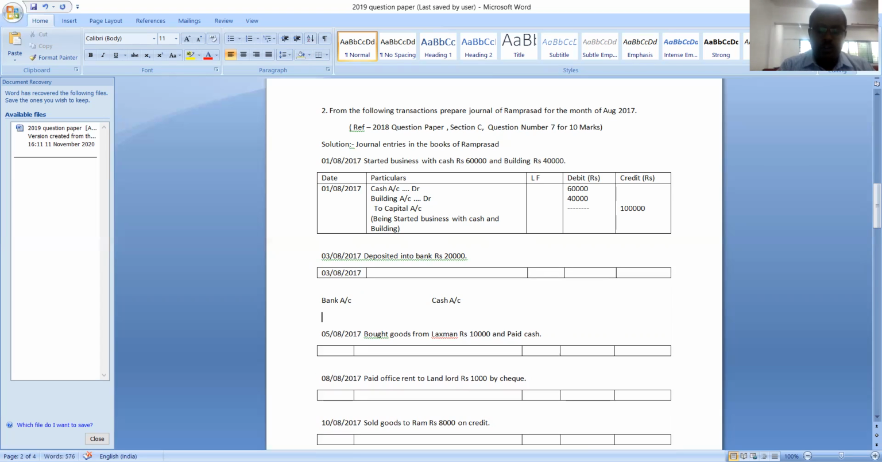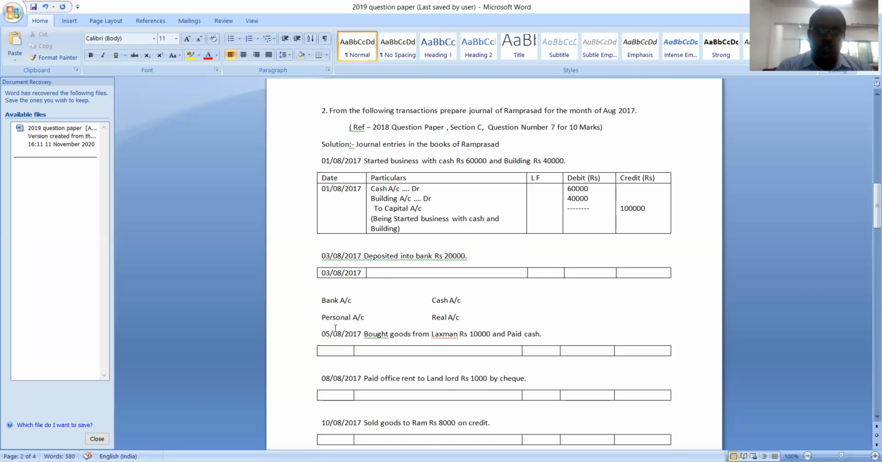Now further you need to analyze this transaction. Bank account is which account? It is a personal account, right? Cash account is which account? It is a real account. Now we have found out which are the two accounts and which category they belong to. Now, based on the situation, we need to apply the debit and credit rule.